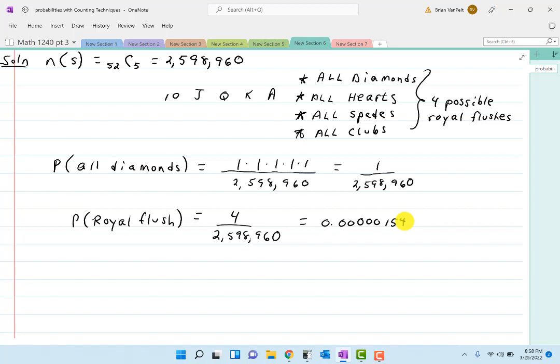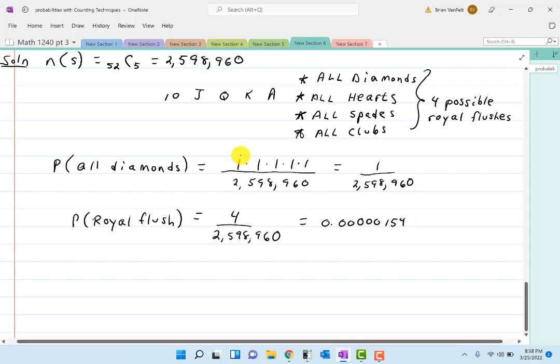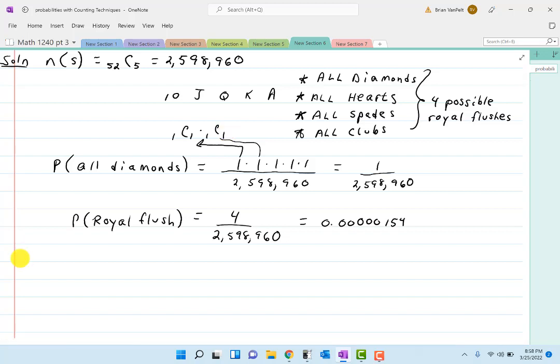Let me put a note up here so that you can see why this works the way we do. For this one right here, I said those were the 10s. From the 10s, we would have had one specific 10 to choose from. We wanted a diamond, a 10 of diamonds. So there's only one of them, and I'm going to take it. And then 1C1 would have also been true for jacks, queens, kings, and aces. It's all the same thing. So you can see it actually does fit in with our notation.